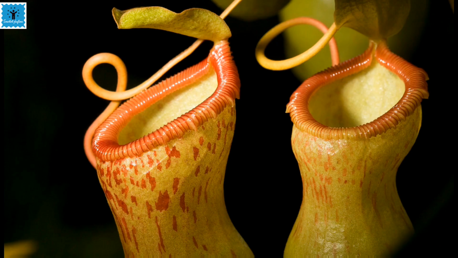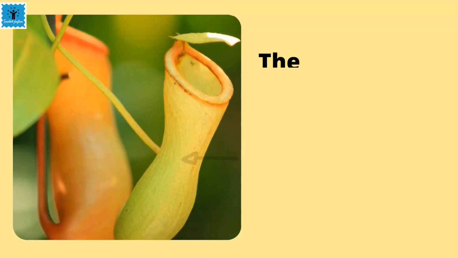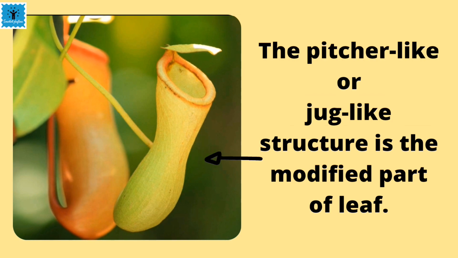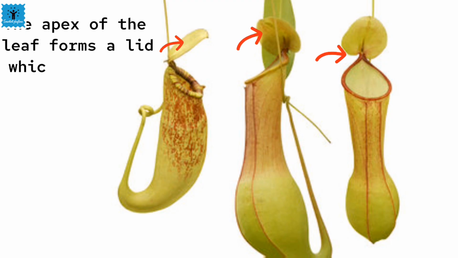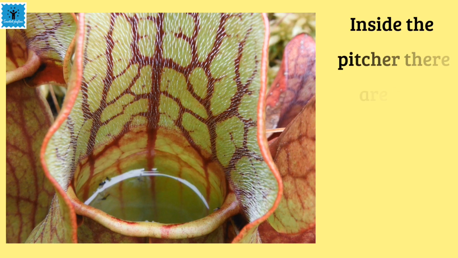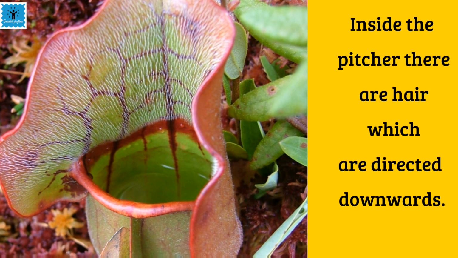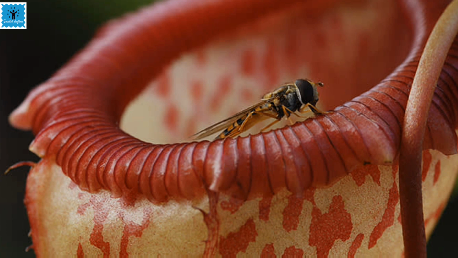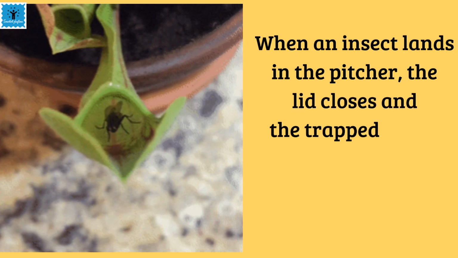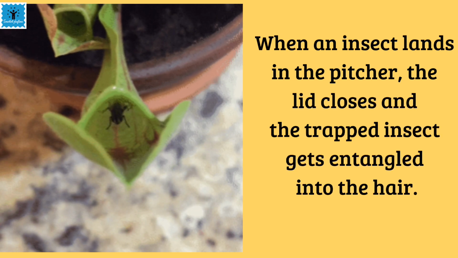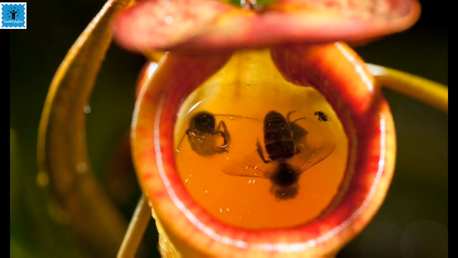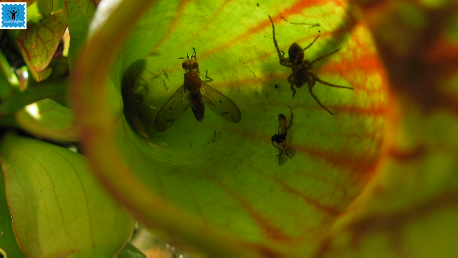Let's see how pitcher plant is modified to capture insects. It has specialized leaves which are modified into jug-like structure. The top of the leaf forms a lid-like structure which can open and close the mouth of the pitcher. The inner lining of the pitcher is covered with hair which pointed downwards. When an insect lands in the pitcher, the lid closes automatically and the trapped insect gets entangled in the hair. Now, the pitcher secretes some digestive juices which digest the insect, and its nutrients are absorbed.